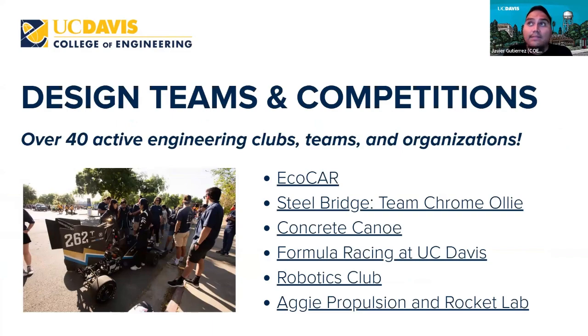Another way that you can get that hands-on learning is through our design teams and our competitions. Right now, UC Davis has over 40 active engineering clubs, teams, and organizations. Some of our favorite ones that we love to highlight every single year include the Eco Car program, the Steel Bridge Team, Chrome Ollie program, the Concrete Canoe program. Formula racing at UC Davis is one of my personal favorites and my personal highlights, the Robotics Club, and then Aggie Propulsion and Rocketry Lab.